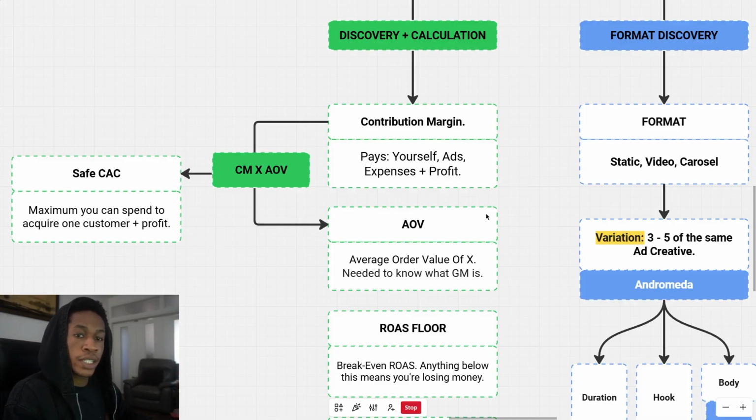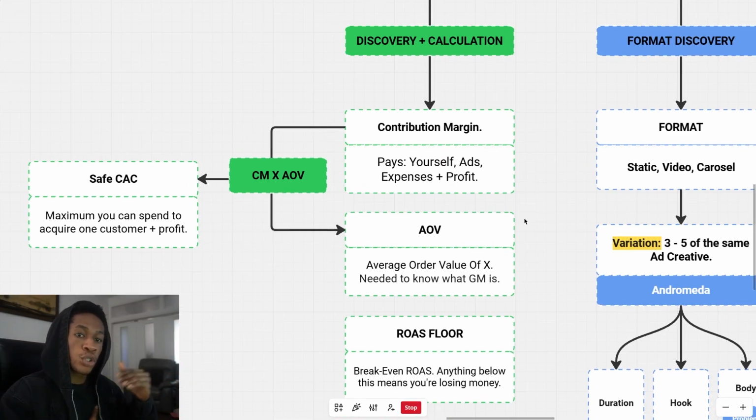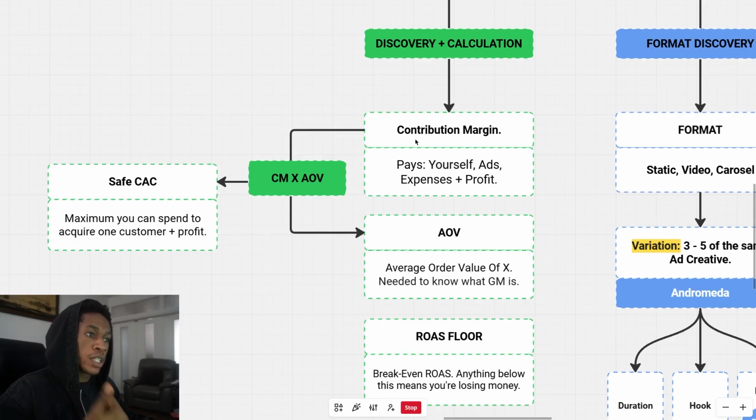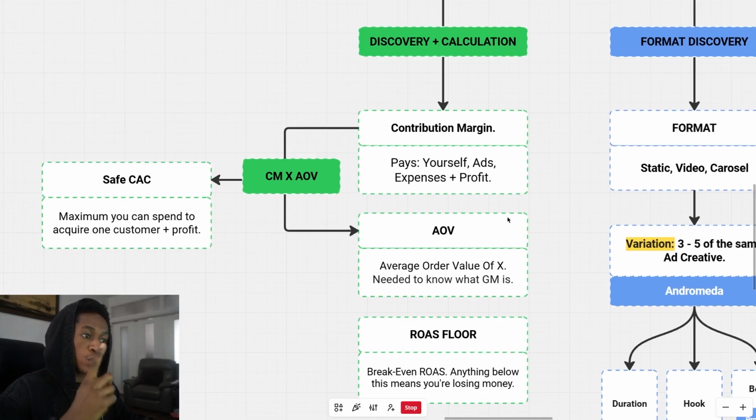But yeah, we want to calculate the average order value, because like I said, if your average order value is way too low, then running ads won't make sense because your margins will be too thin, right? Once we calculate the contribution margin and we look at the average order value, it's very important as well that we assess the average order value, because we need to know what the GM is.